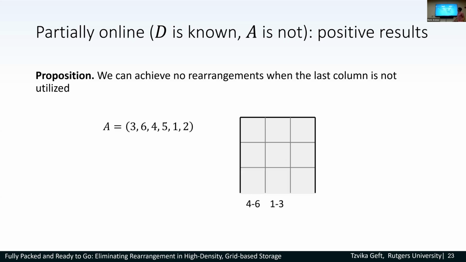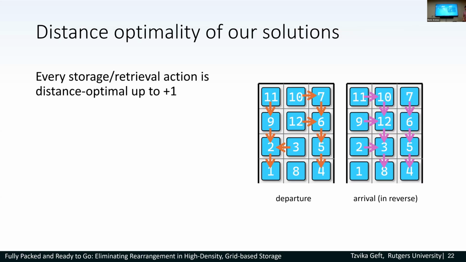Okay, let's switch to what we call the partially online case. So now we have an online problem. We know the departure sequence. We don't know the arrival. Just a curiosity: what happens if you put height as well? So that's a very natural question. It's a good question. And here, there's actually a slight problem because it depends on how you think of it.